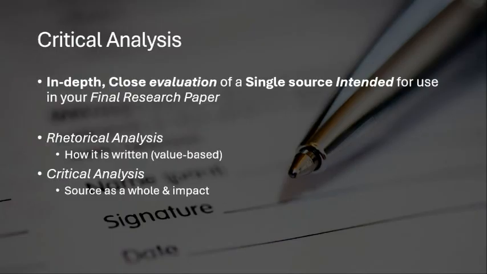So you're going to be doing rhetorical analysis, which is how it's written, a values-based, and you're also doing a critical analysis where you're doing the source as a whole and its impact. It's the combination of those two things. It's important to note the difference, but at the same time, they are closely connected. So we're going to look at the assignment sheet here in just a second, so bear with me.